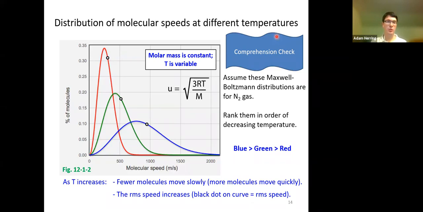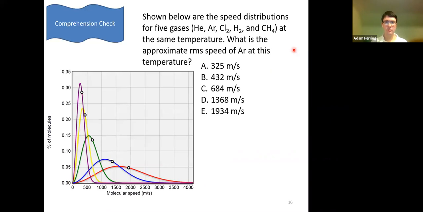And in fact, if you were to determine the actual temperature by reading off the approximate root mean square speeds and calculating those in, you would see that we have about 100 Kelvin for the red, 300 for the green, and 1000 Kelvin for the blue. All right, here's our last problem that I'd like you to try and determine. So you've got 5 gases shown here. We want to know what's the approximate RMS speed of argon at this temperature. Pause the video and try this on your own.